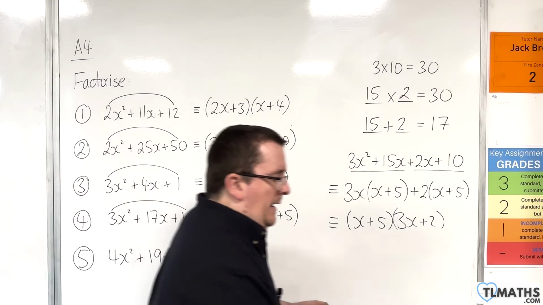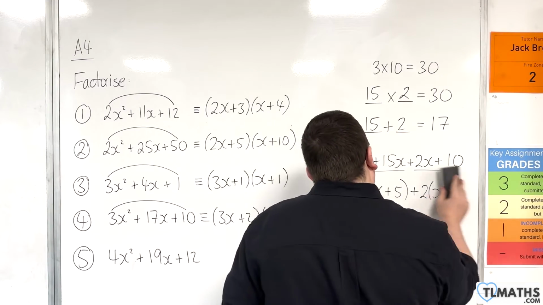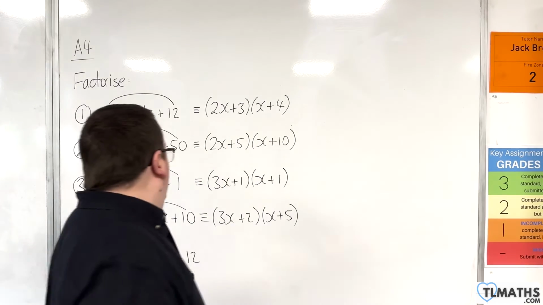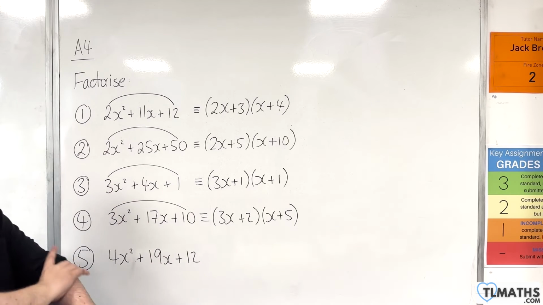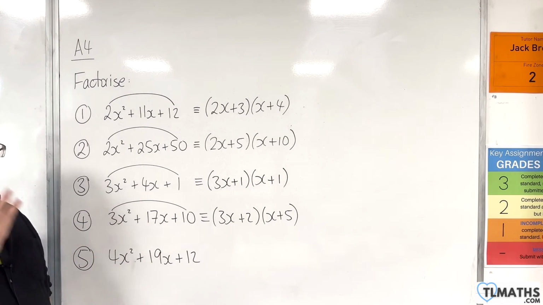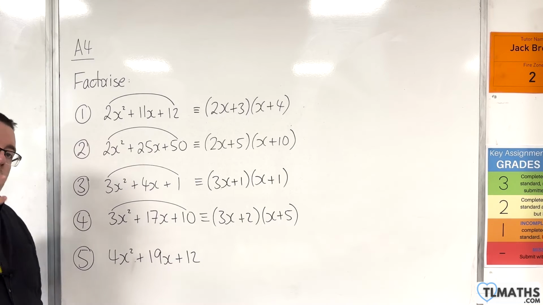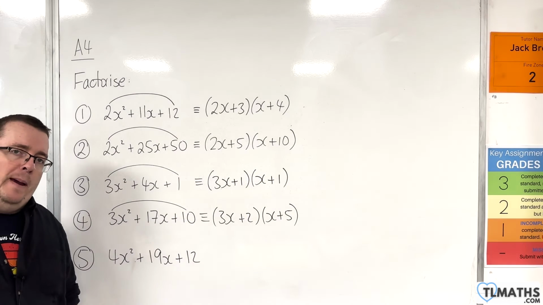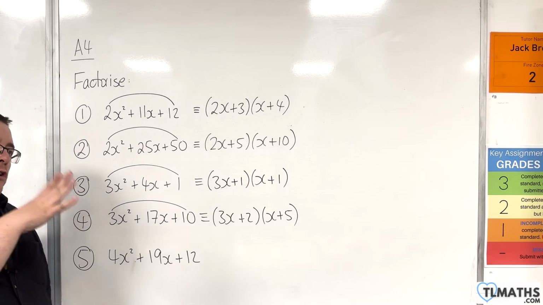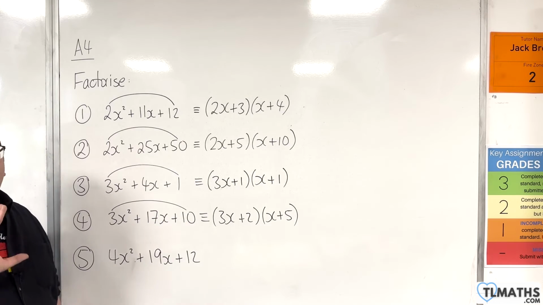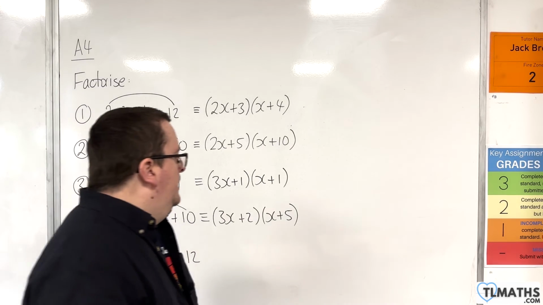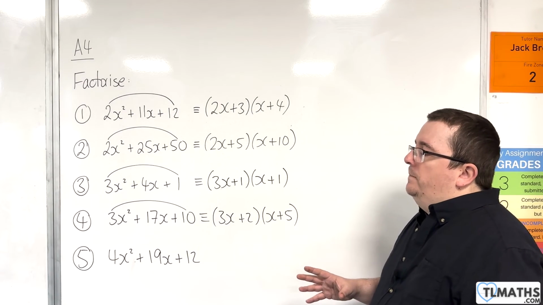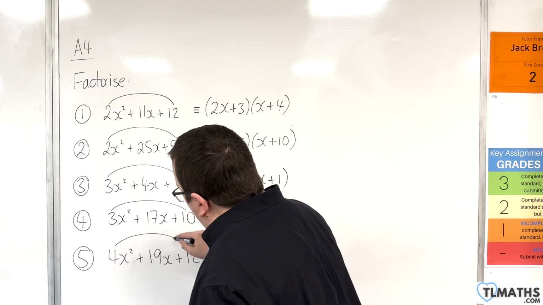Okay, and the last one. Now the thing with the last one is with 4x squared, 19x and 12, the 4x squared can either be done as 4x times x, or it could be 2x times 2x. And for those of you who want to try and do this by inspection, you've then got two possible options on the scenarios that you've got to work through and deal with. And as a trial and error, it's not particularly nice doing it that way. So let's do it our way.